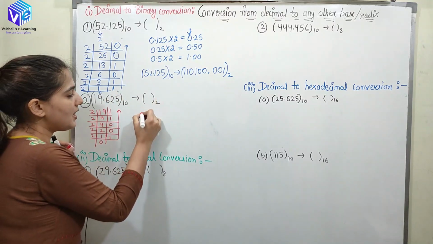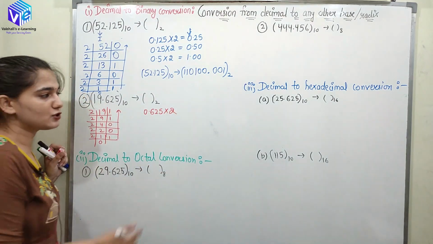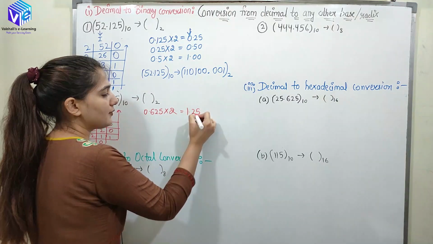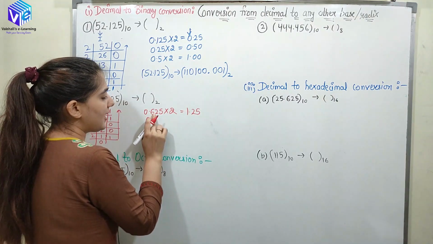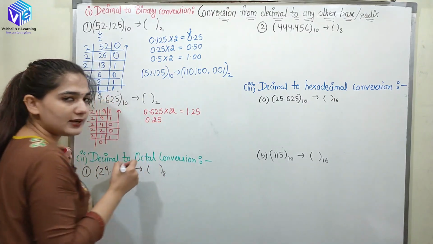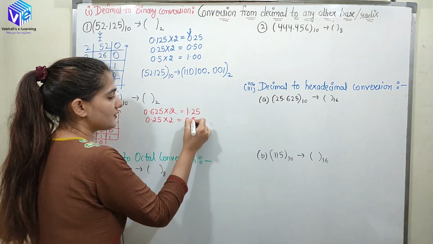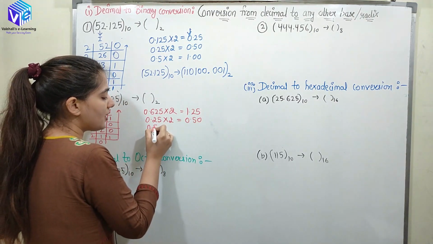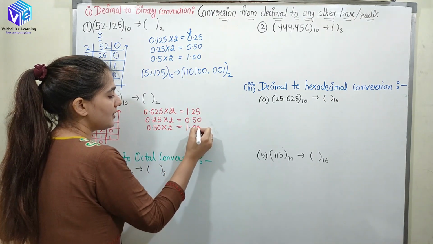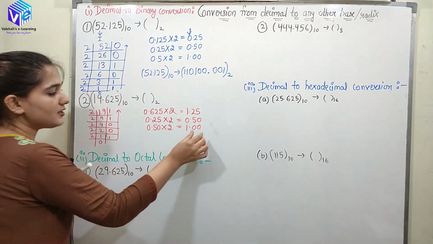Now we see the fractional part, which is 0.625. I have to multiply it with 2. When you multiply 0.625 with 2, you get 1.25. Now the fractional part is 0.25, and when you multiply it with 2, you get 0.50. Again you take the fractional part and multiply it with 2, and you get 1.00, right? This is how you stop.